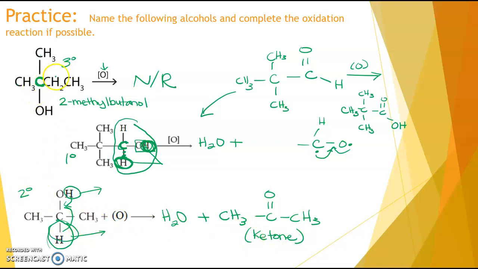So we see a tertiary has no reaction. A primary makes an aldehyde, which may further react to a carboxylic acid, and a secondary can react to make a ketone. So that's a little bit more detail on the oxidation of alcohols.